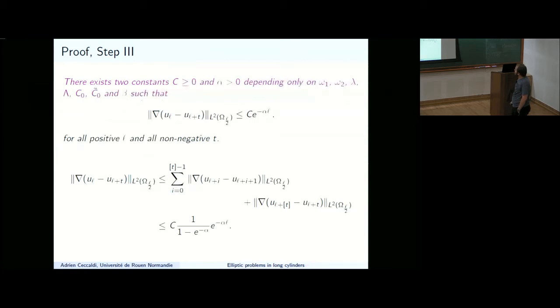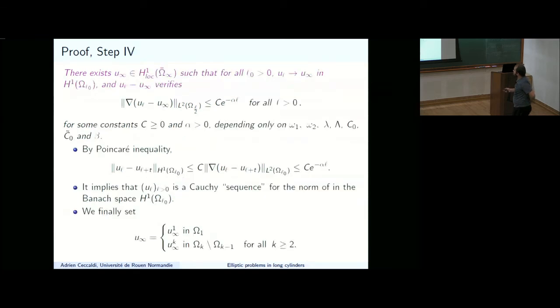Then we show that for all positive L and non-negative T, and to do so, we just make the summation. Here we add plus I on the second line. Then C exponential minus alpha L is going as a factor. So you will remain with the sum of some terms of a geometrical sequence, which is bounded by this one. And so we have this result.